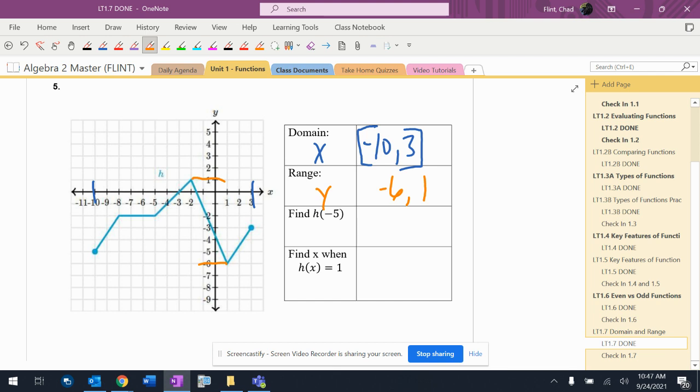Now, does it actually hit those numbers? Meaning, are they closed circles? Any point on that line is a closed circle. So those are both closed circles, even though they're not filled in. All right, so it gives me that.